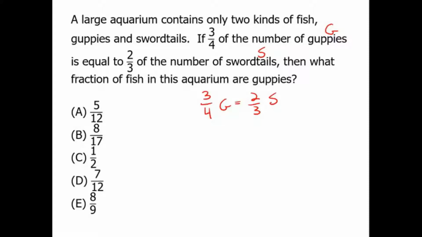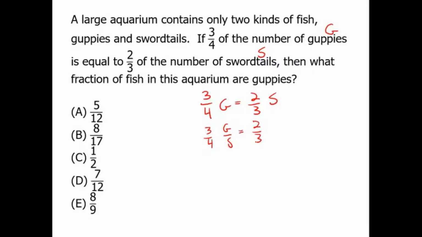All right. Now, one thing that would be very easy and very helpful would just be to have the ratio of guppies to swordtails. If we just had that, we'd be in good shape. So I'm going to divide both sides by S. So I have 3/4 G over S. Now that G over S, that is the ratio that I need. So I need to solve for that.